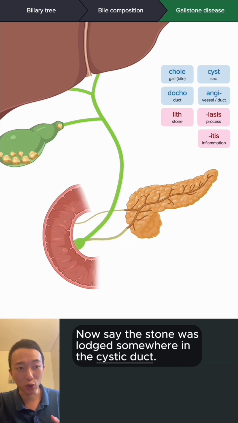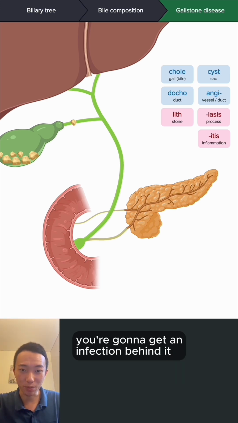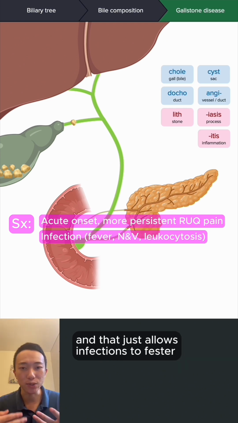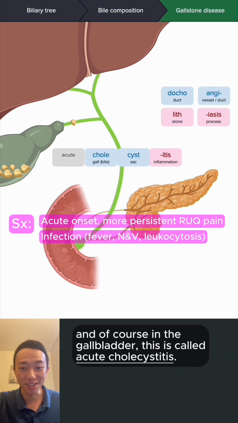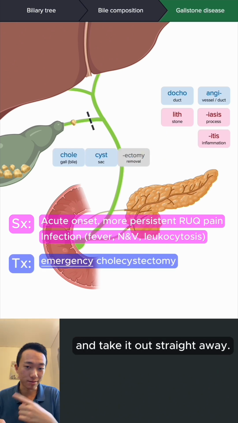Now say the stone was lodged somewhere in the cystic duct. As a general principle, anytime you block a blind-ended tube in the human body, you're going to get an infection behind it because it distends and occludes the veins around its mucosa, and that just allows infections to fester. And of course, in the gallbladder, this is called acute cholecystitis. This would be an indication to do an emergency cholecystectomy and take it out straight away.